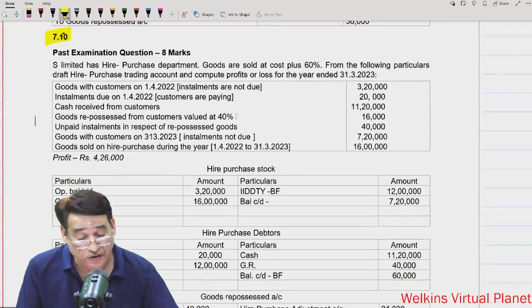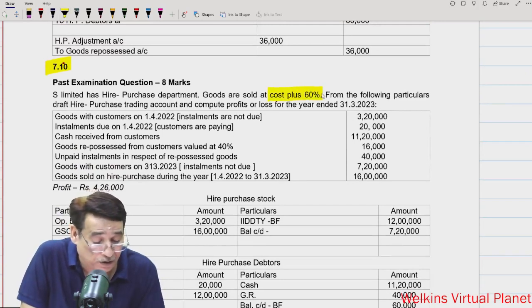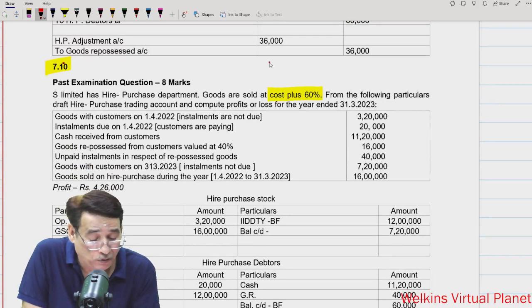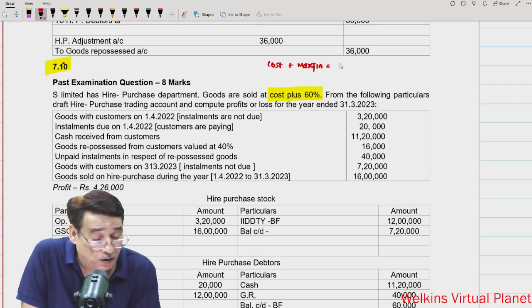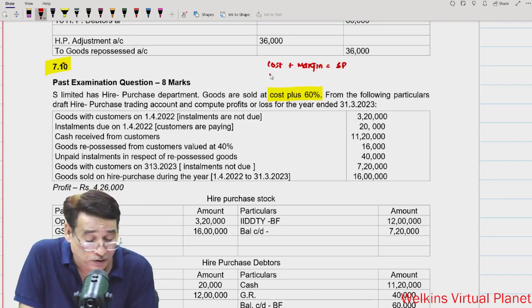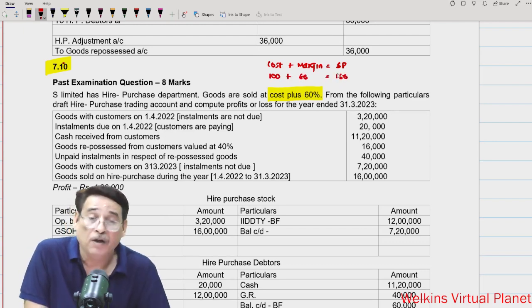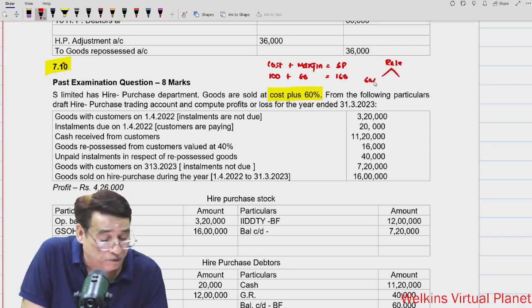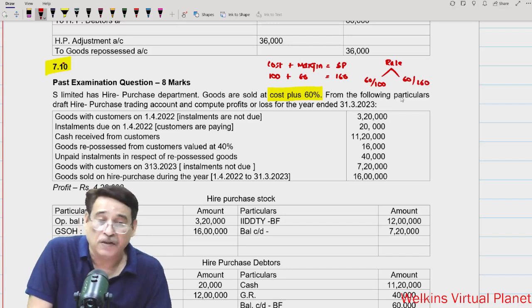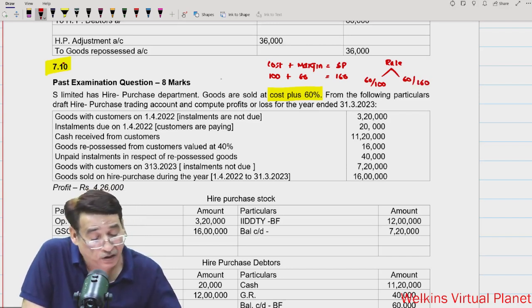S Limited has a hire purchase department and goods are sold at cost plus 60%. First thing which you need to do is find out, always in rough, your margin rate. Cost plus margin is equal to selling price. Rate is given on cost. Consider cost as 100. Margin automatically will be 60 and selling price 160. So the rate of profit or margin on cost will be 60 by 100, and 60 by 160 on selling price. Correct? 60 by 100, you can shorten it to 3 by 5, and 3 by 8.